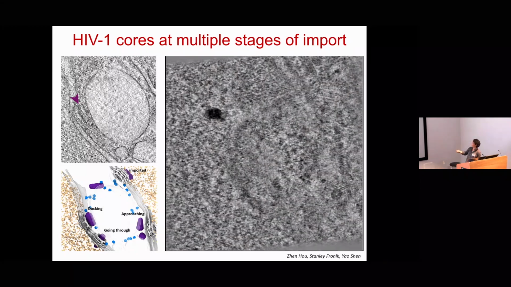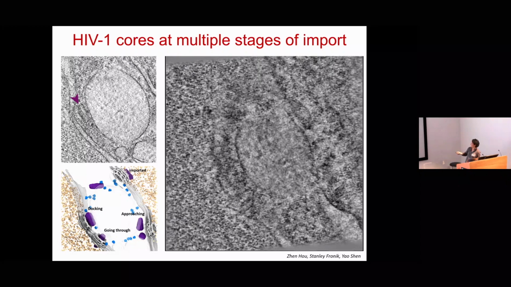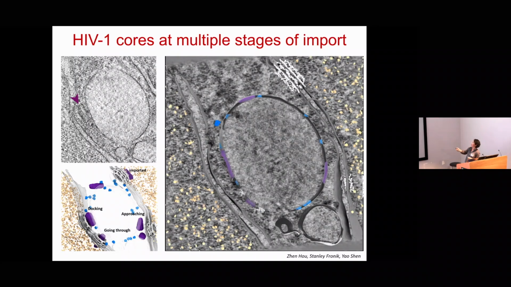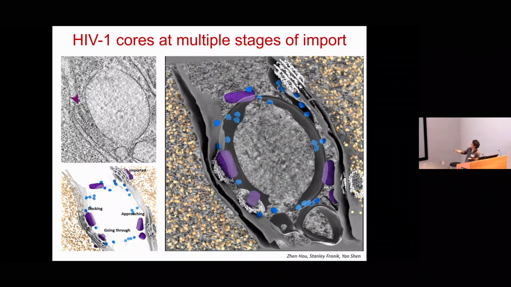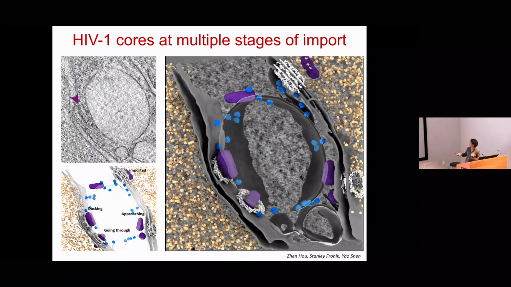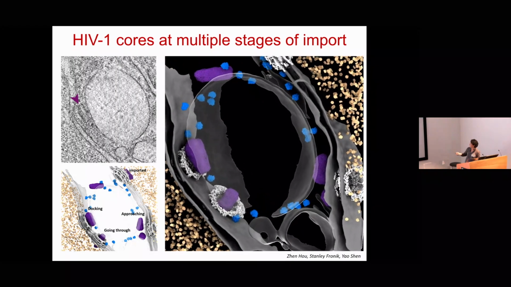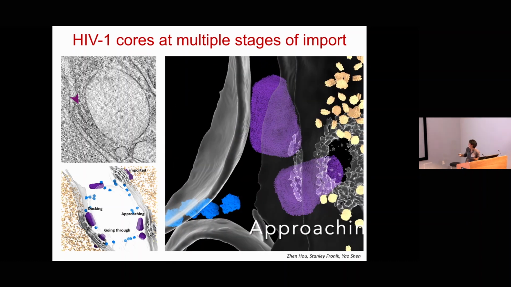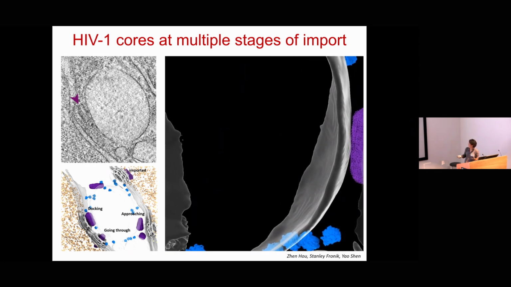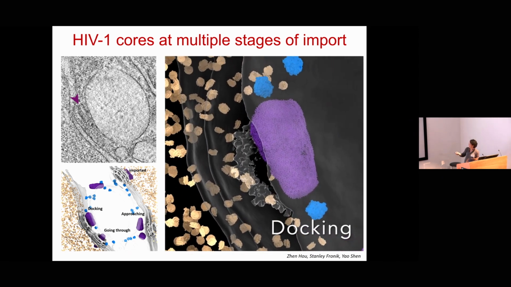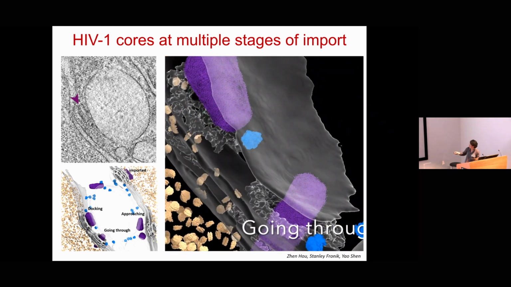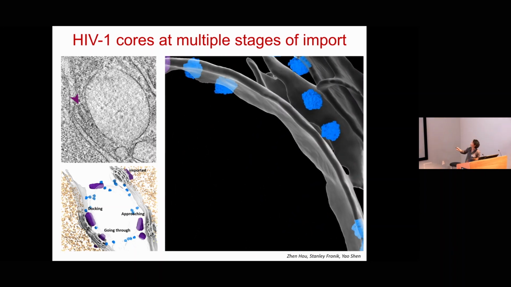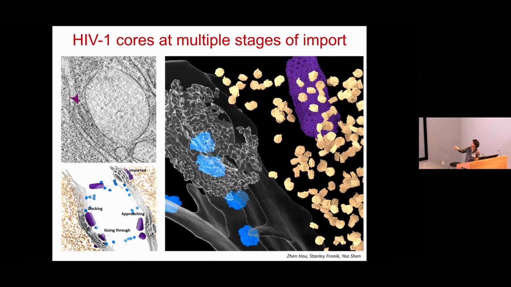Showing here, this is a movie coming above, those are HIV cores you can see, and in the segmented volume you see they are in different stages of nuclear transport. Some are approaching here. I wish I could speed up the movie. And some are actually docked on the nuclear pore. And this one is just going through it, you see. And the other one is being transported in the vicinity of a nucleosome, you see.